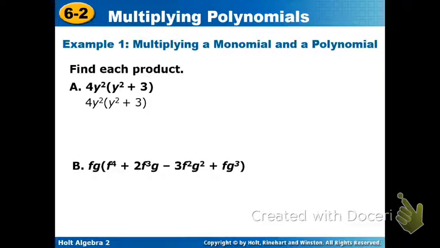Okay, so we're going to take the 4y squared times the y squared plus 3. So what are we going to do with the 4y squared? You're going to distribute. Yeah, thank you. We're going to distribute. So if I take 4y squared, I'm going to distribute it.